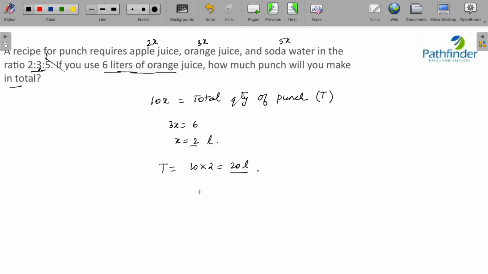So can you attempt it in the other way by taking parts of orange juice? Yes, we can. So what is the number of parts of orange juice? Parts of orange juice is equal to 3 upon 2 plus 3 plus 5, that is 10, of the total quantity, that is T. And the number of liters of orange juice is 6. So you can straight away calculate, 3 2s are 6 and 10 into 2 will give you 20 liters.